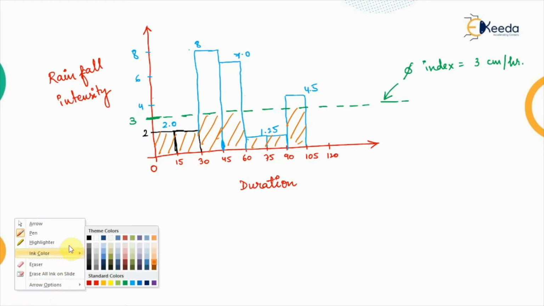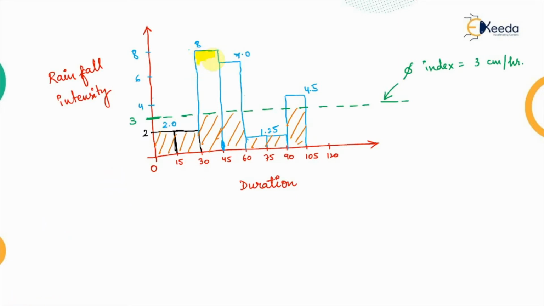Whatever is remaining, which I am highlighting with the yellow color, is available only as the runoff. First of all, we will calculate the parameters, that is the total rainfall that has occurred.